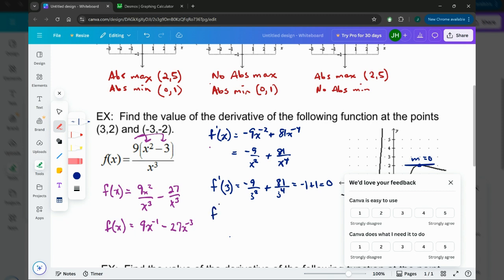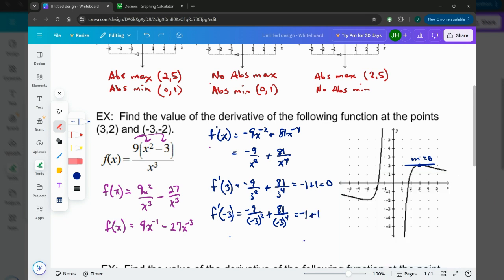Let's look at the derivative at negative 3. I'd have negative 9 over negative 3 squared. Well, that comes out to be negative 1 again. I have 81 over negative 3 to the 4th. Well, that comes out to be positive 1 again. So this comes out to be 0. So the derivative at negative 3, comma negative 2 is also 0. It has a horizontal tangent line.